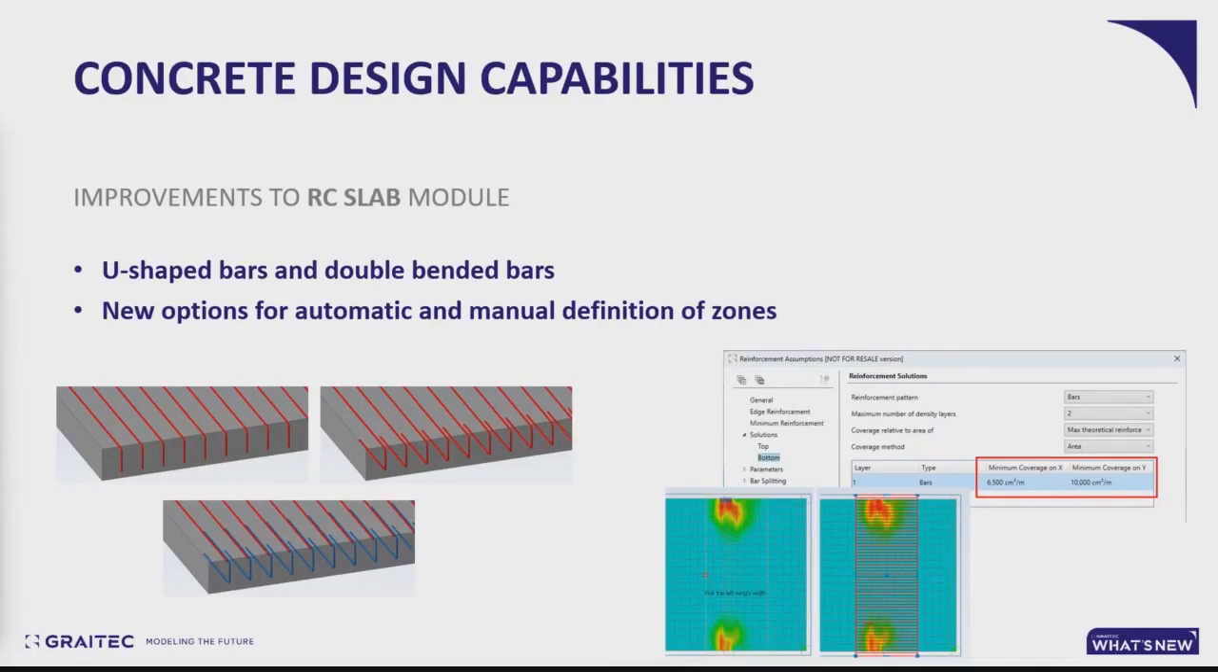And another novelty, a second point, are two new possibilities for generating automatically or manually reinforcement zones. For automatic generation, we can define the minimum reinforcement area for a layer, which makes it easier to control the process of automatic selection of zones. And for manual definition, we can now use two additional methods for graphically defining zones by using 2 points or by using a line. So there are two new methods for faster and easier defining of zones.